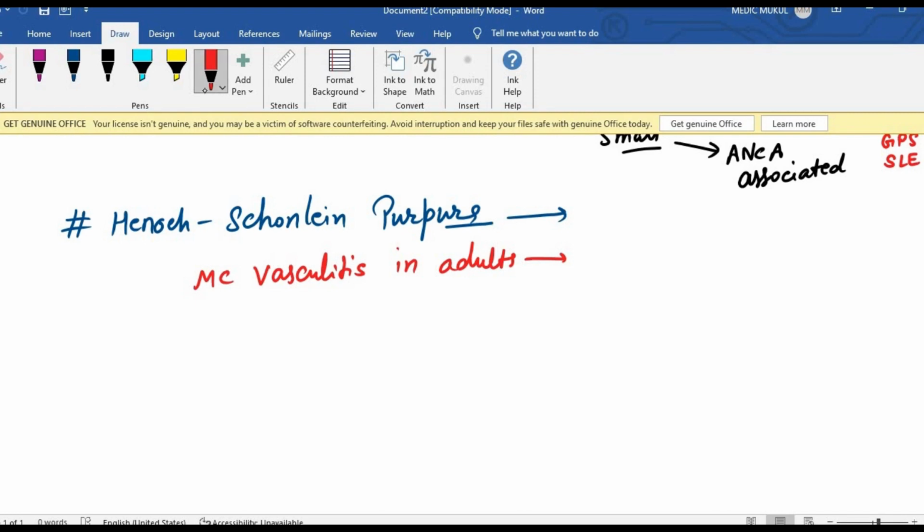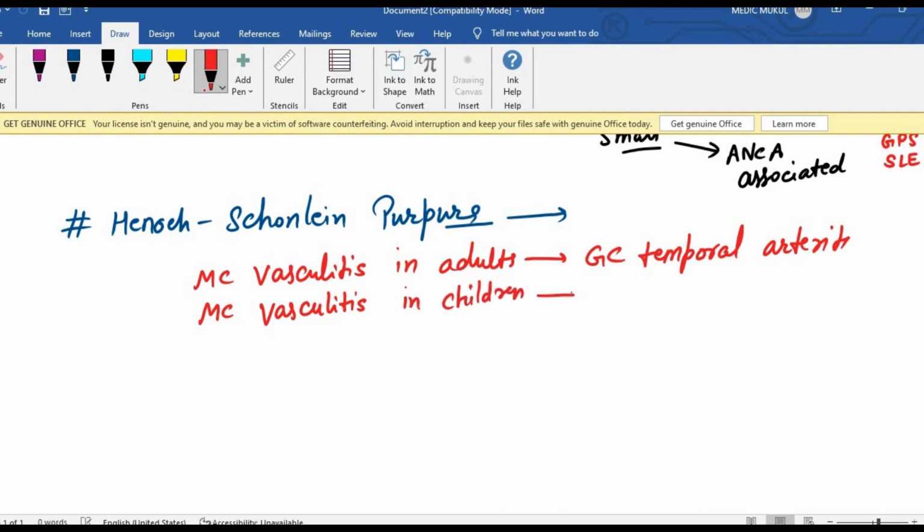Okay, so remember, the most common vasculitis in adults is temporal arteritis, giant cell temporal arteritis. And the most common vasculitis in children is Henoch-Schonlein purpura, which is also known as IgA vasculitis. We will discuss why we call it IgA vasculitis.